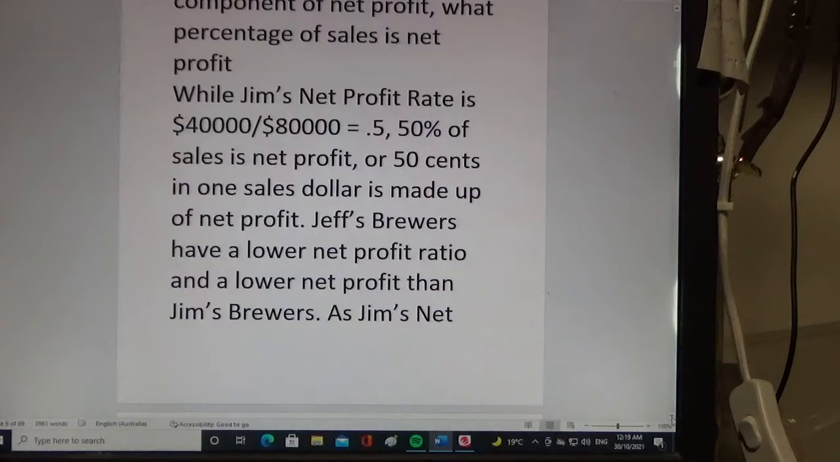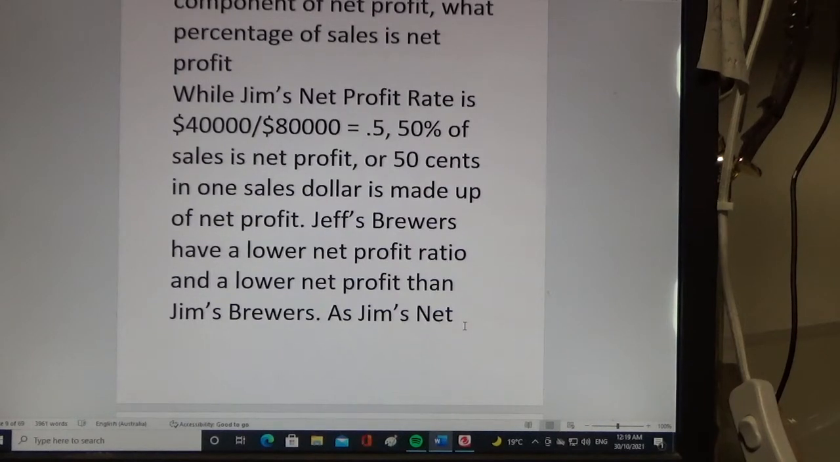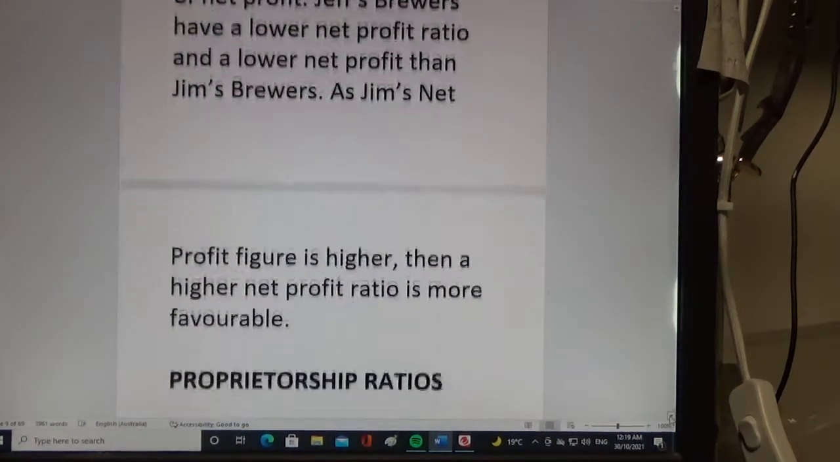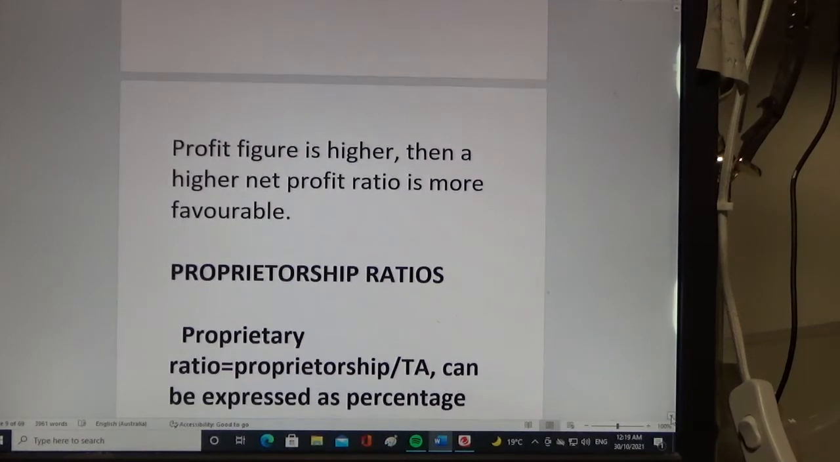While Jim's net profit rate is $40,000, the net profit after tax again divided by sales, which gives you 0.5 or 50% of the sales is derived from net profit, or 50 cents in one sales dollar is made up of net profit. Jeff's brewers have a lower net profit ratio and a lower profit than Jim's brewers. As Jim's net profit figure is higher, a higher net profit ratio is more favourable.